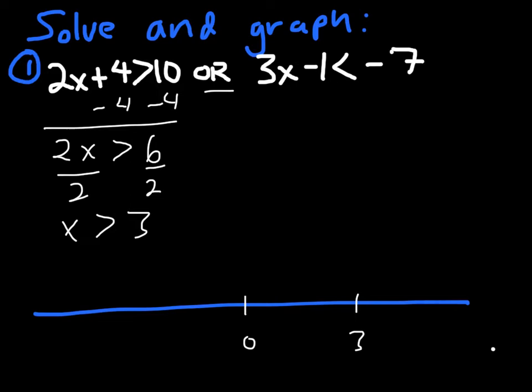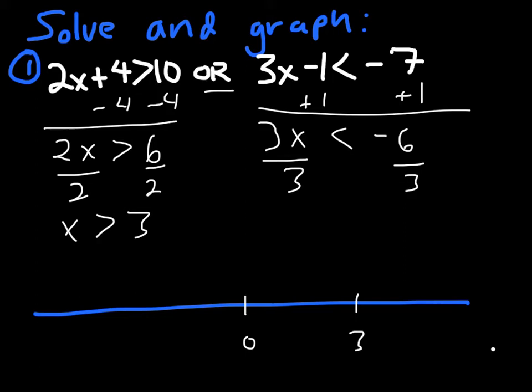Also, if we look on our right side now, first thing I need to do is add 1 over. And I'll have 3x is less than negative 6. Divide by 3. I have x is less than negative 3. So negative 3 will be the other point that I'm using. They're both open because one is greater than and one is less than. So I will have open circles on both of these.